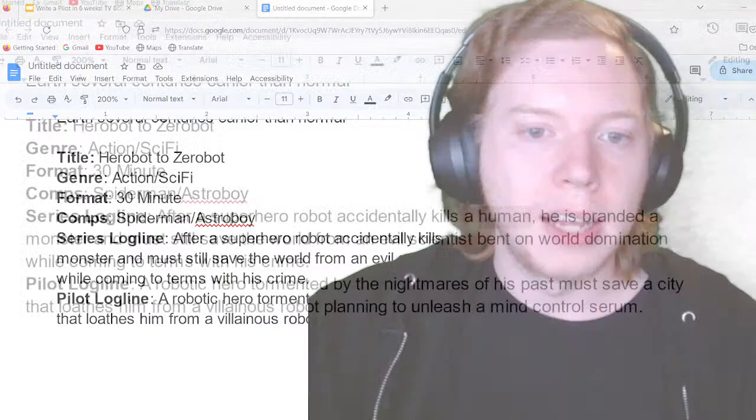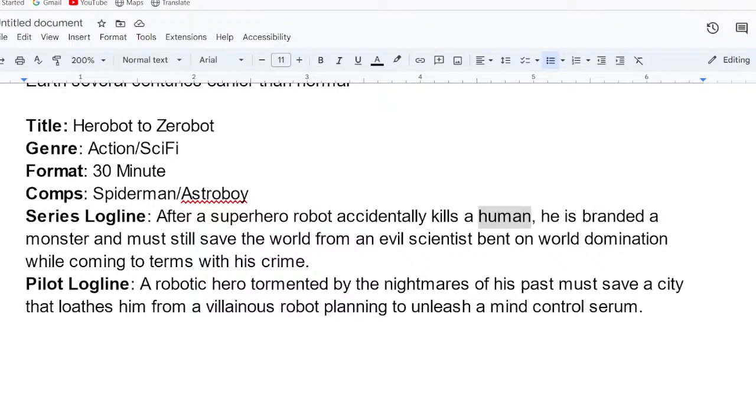So evil scientist bent on one mission while coming to terms with this crime. Villainous robot planning to unleash a mind control serum. Okay, so you're saying every episode will have stakes like that? Yes. We have to save the city in every episode, basically. Okay, I think I understand. Kind of like a Powerpuff Girls kind of world is what I'm feeling from this one. Kind of like the Powerpuff Girls if they accidentally hurt someone and everybody suddenly hated them every episode. Yeah, I think I see.